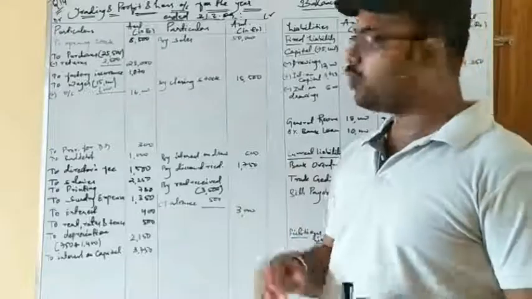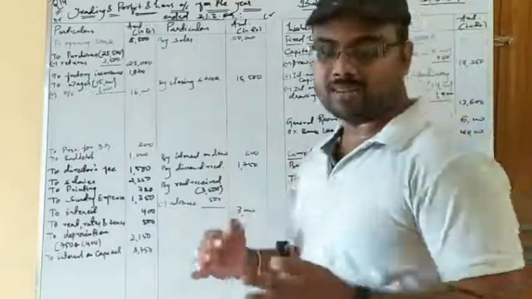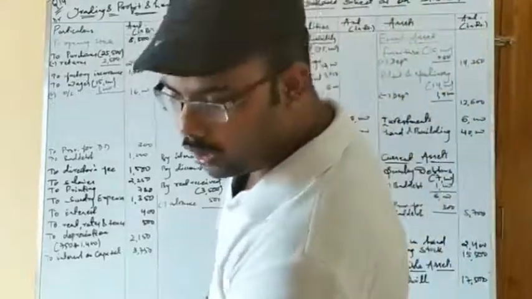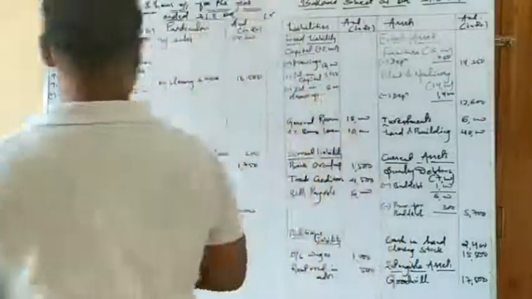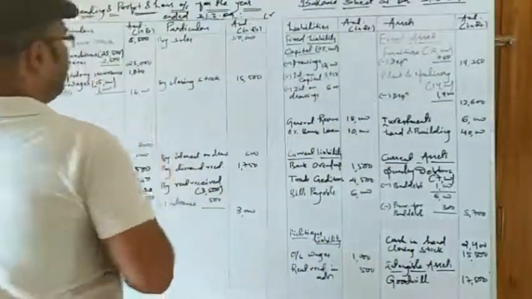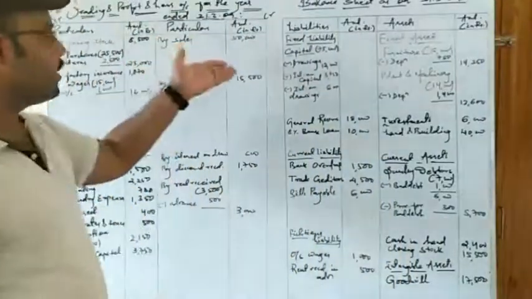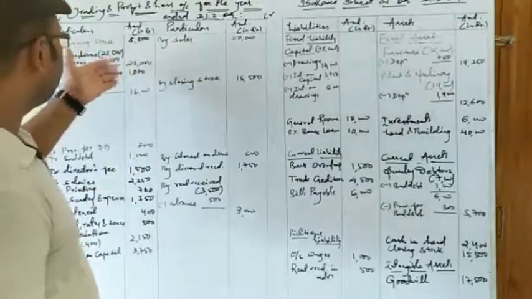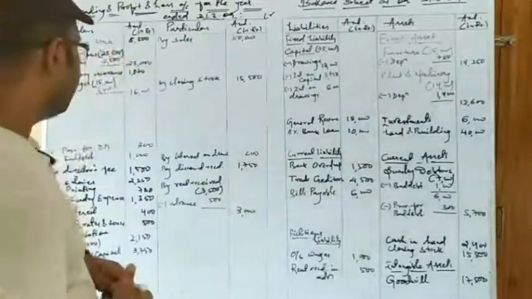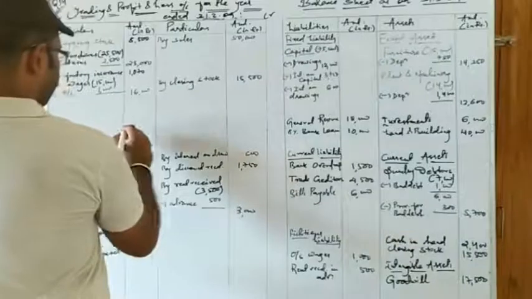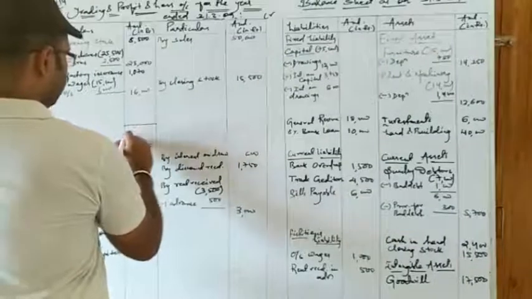Now let's close these financial statements and see whether we are getting the answers or not. Let us close the trading account first. As you can see, the credit side of the trading account is more than the debit side, so definitely here we are having a profit. So we will close here.